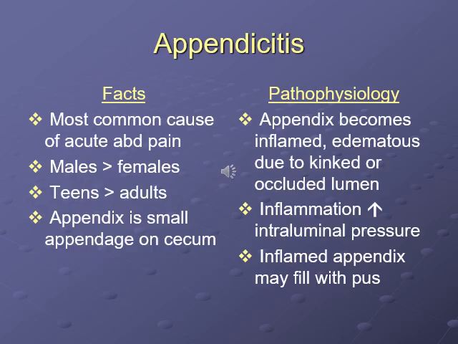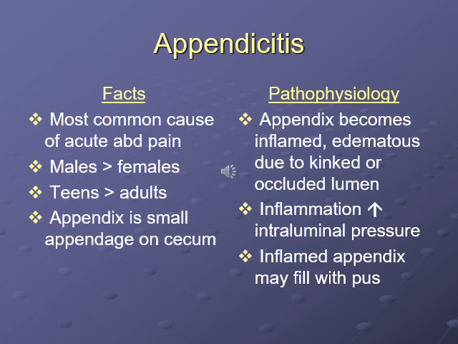Appendicitis is one of the most common causes of acute abdominal pain. It is the most common reason for emergency surgery in the United States. You can see the age prevalence, and males greater than females. The appendix, as you remember from the first pictures of A and P, is a small appendage on the cecum, just below the ileocecal valve, and that is right before you start the large bowel.